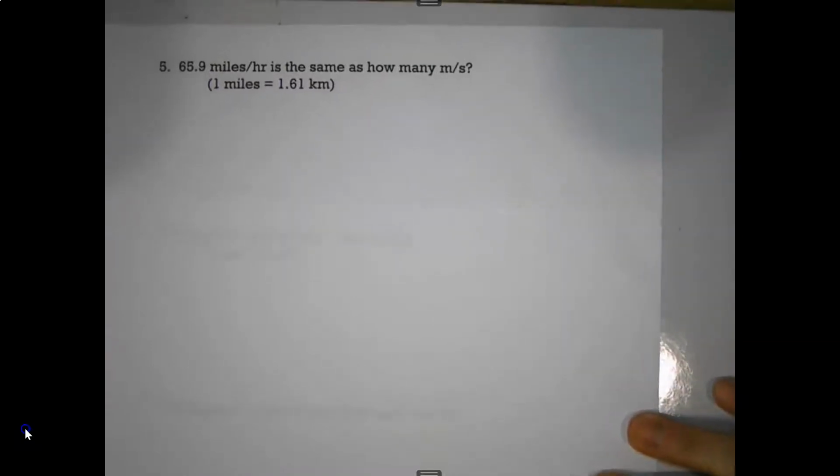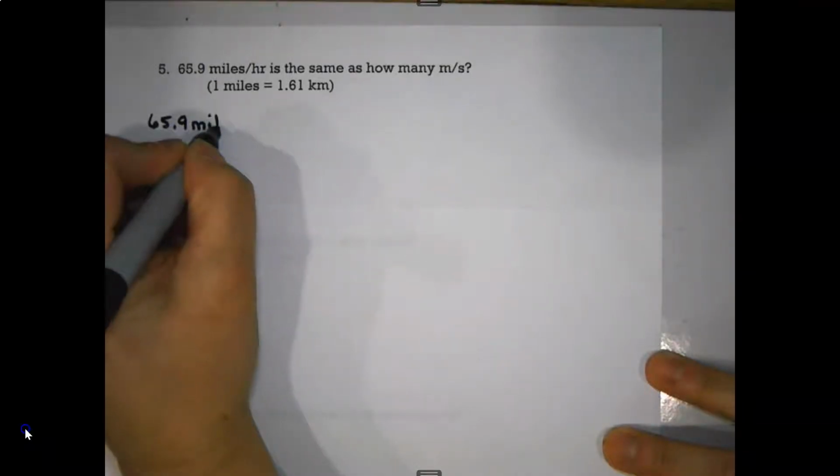And like I told you before, I'm not going to make you memorize any conversion factors except those 5 for the metric system. So there's 1.61 kilometers in 1 mile. So we're going to need to use that one at some point. All right, so how am I going to start this question? It looks way more complicated.